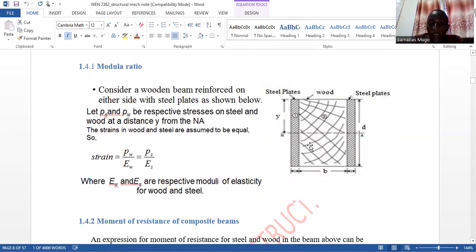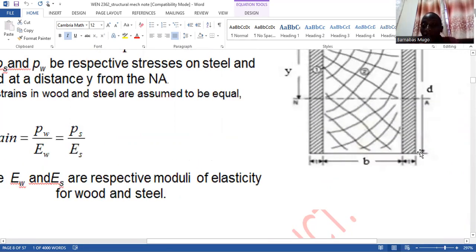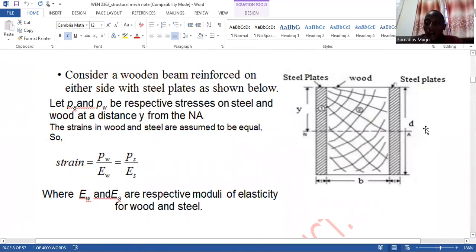And as you can see from this diagram alongside, we have the wooden section that is in between the two steel parts. And then we need to know that y is the distance from the neutral axis to the furthermost part, or to the edge of that plate. And then b is the breadth of the wood. T is the breadth of the steel parts. And then D is the depth of the two materials.